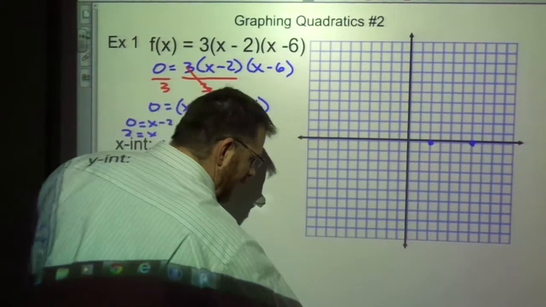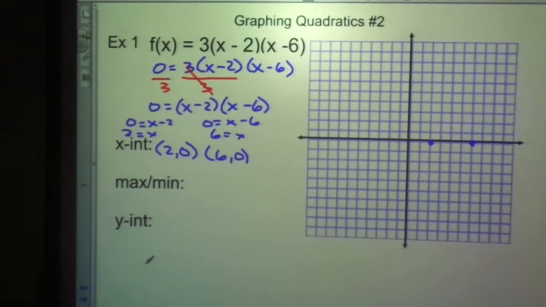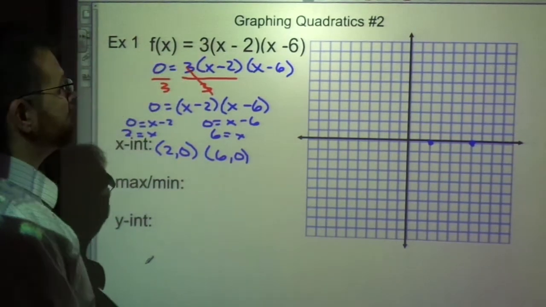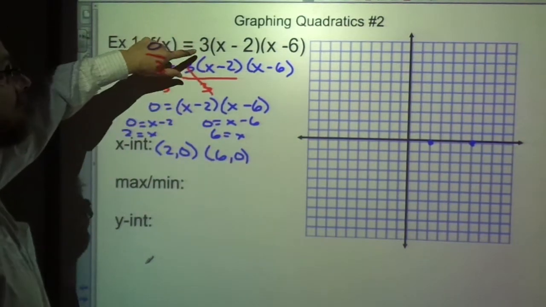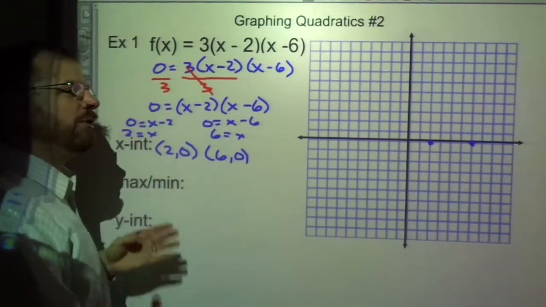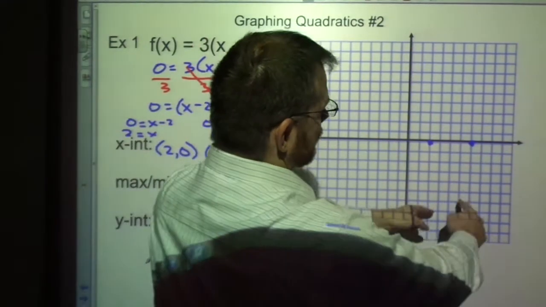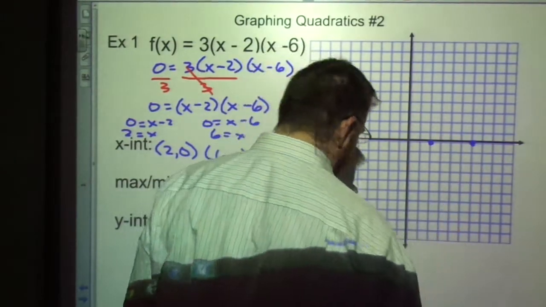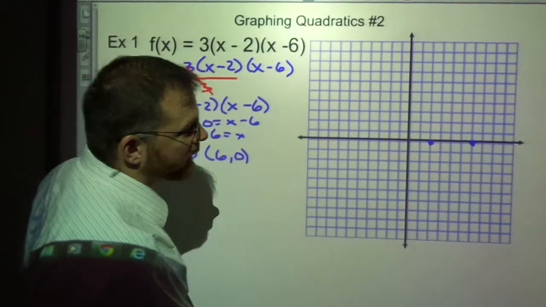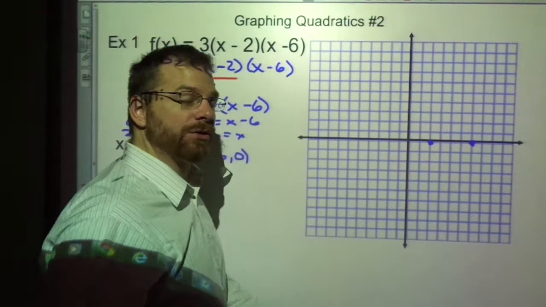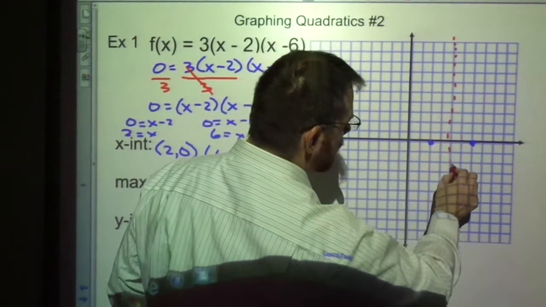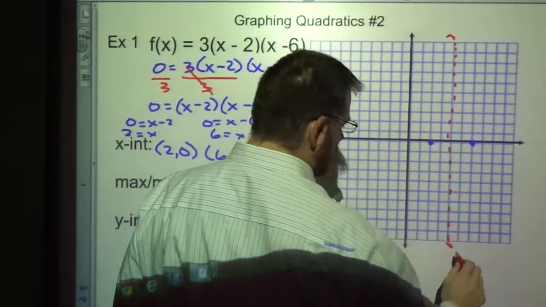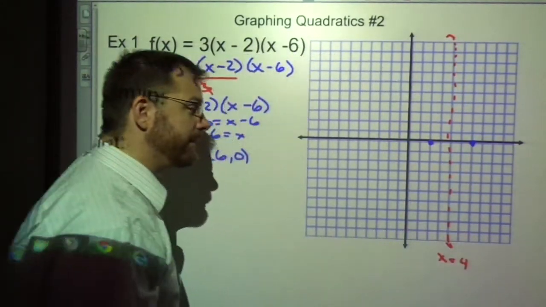Now the next part is I'm going to look to see if it has a maximum or a minimum. Looking at the first coefficient, this front number, the leading coefficient, it's positive, so that tells me it opens up, and it's bigger than 1, so that tells me it's going to be skinny. So I know it's going to be up and skinny, and it's probably going to have a minimum down in here. I can find the x part of that minimum by looking at the middle of these 2 points, since all graphs are symmetric. I know that's going to be right here, which is at x equals 4. That's called my axis of symmetry.